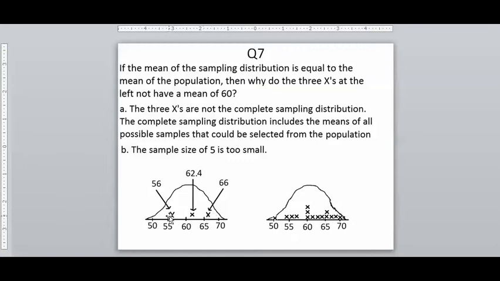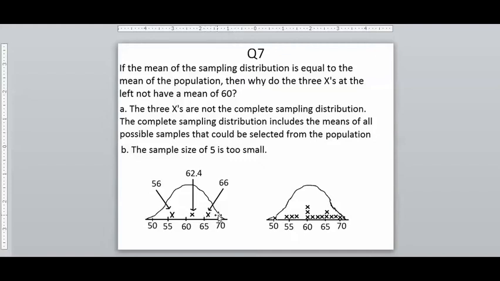Three x's here don't have a mean of 60, meaning if you added these 3 numbers and divided by 3, it's not 60, because the population has a mean of 60, which means that all of the possible samples under here, meaning all of the sample means under here together have a mean of 60. Because if the mean of the population is 60, the mean of the complete sampling distribution is 60. And these 3 x's aren't the complete sampling distribution. They're just 3 samples. So A is correct.